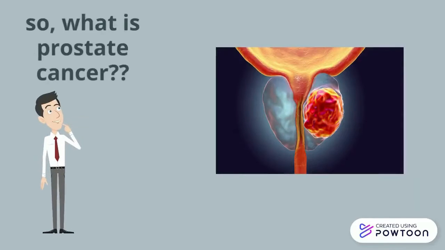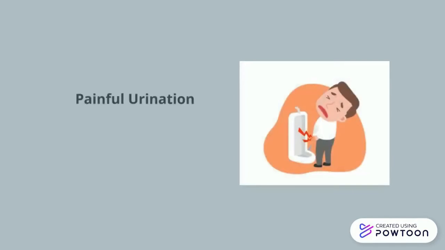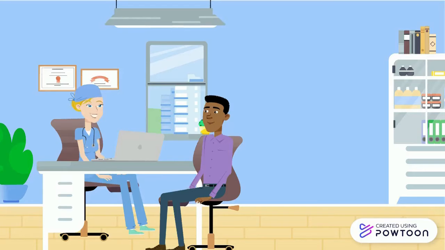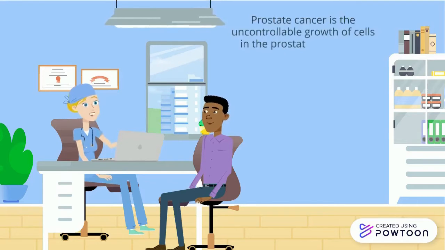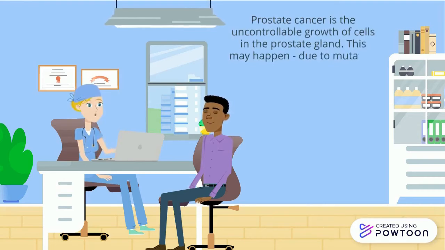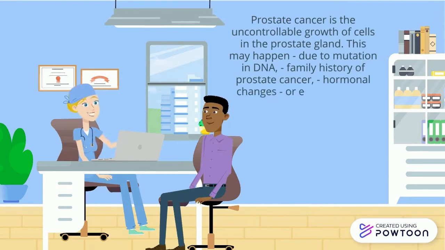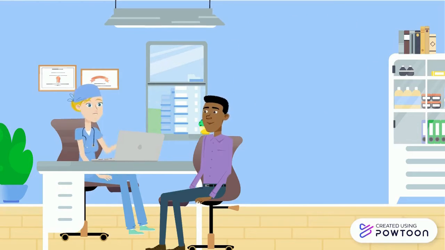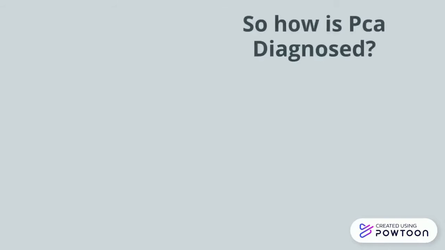So what is prostate cancer? It's one of the most common forms of cancer in men, and it raises a lot of serious issues like difficulty in urinating or ejaculation, painful urination, and even nocturia. Prostate cancer is the uncontrollable growth of cells in the prostate gland. This may happen due to mutation in DNA, family history of prostate cancer, hormonal changes, or even excessive intake of fatty food. So how is PCA diagnosed?